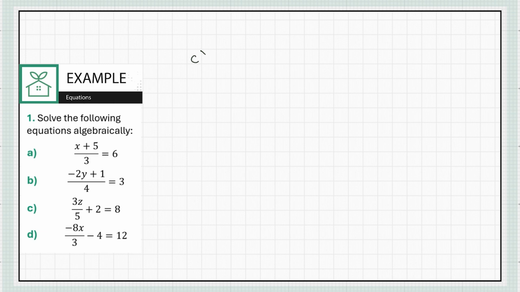Alright, let's look at C. So for C, we have 3z over 5 plus 2 is equal to 8. So we have a fraction and then two constant terms. Now again, what we're going to do is multiply both sides by our denominator, but we need to remember that when we're multiplying this side by the denominator, we're going to multiply this whole term by 5 and then this whole term by 5 as well.